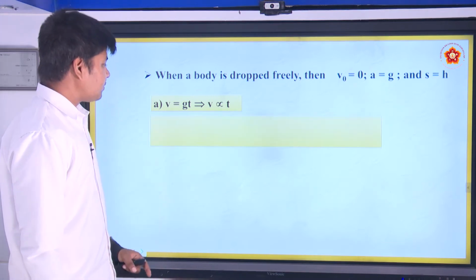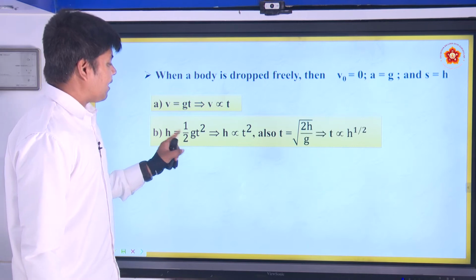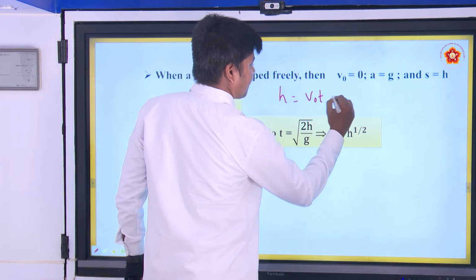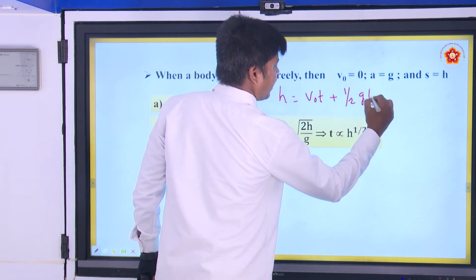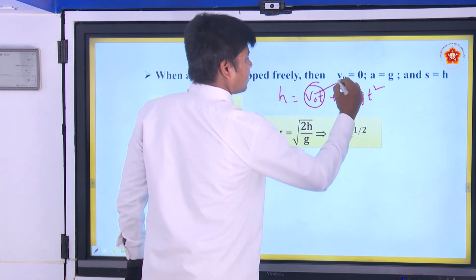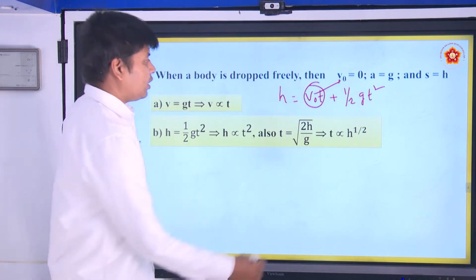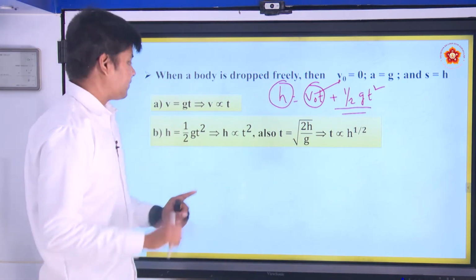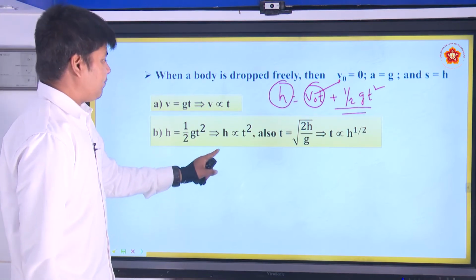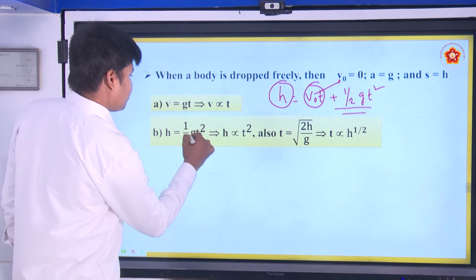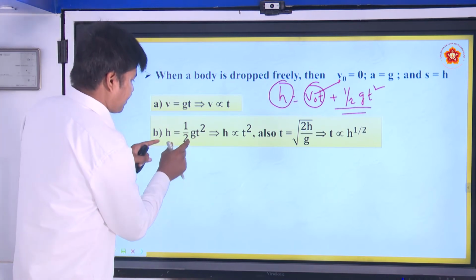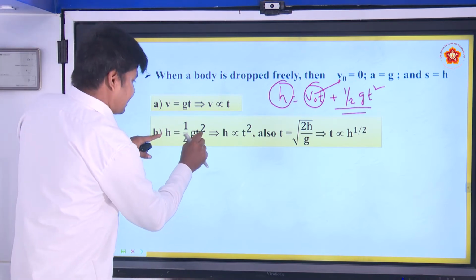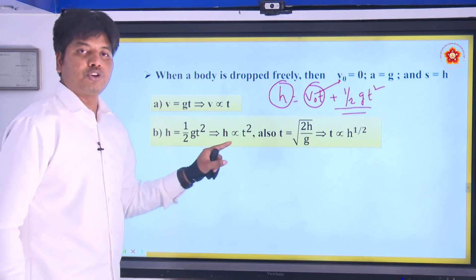The second, h is equal to half gt square. We already know from the equation h is equal to V naught t plus half gt square. V naught t becomes 0 because V naught equal to 0, so we are only left with this term. Let us compare h and t, how they are changing. So h is equal to half gt square, which implies h is directly proportional to t square, with the proportionality constant g by 2. If you plot a graph between h and t square, half g will be your slope.